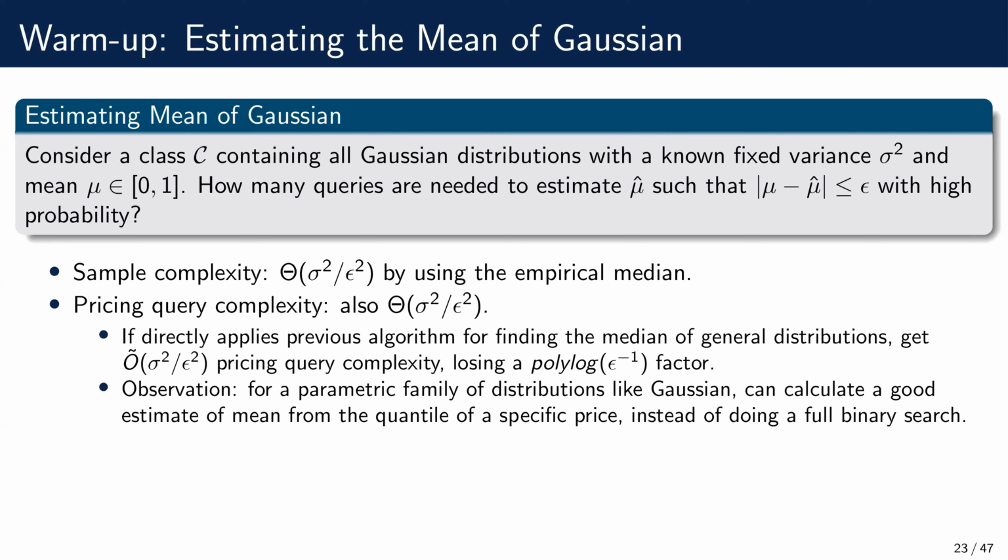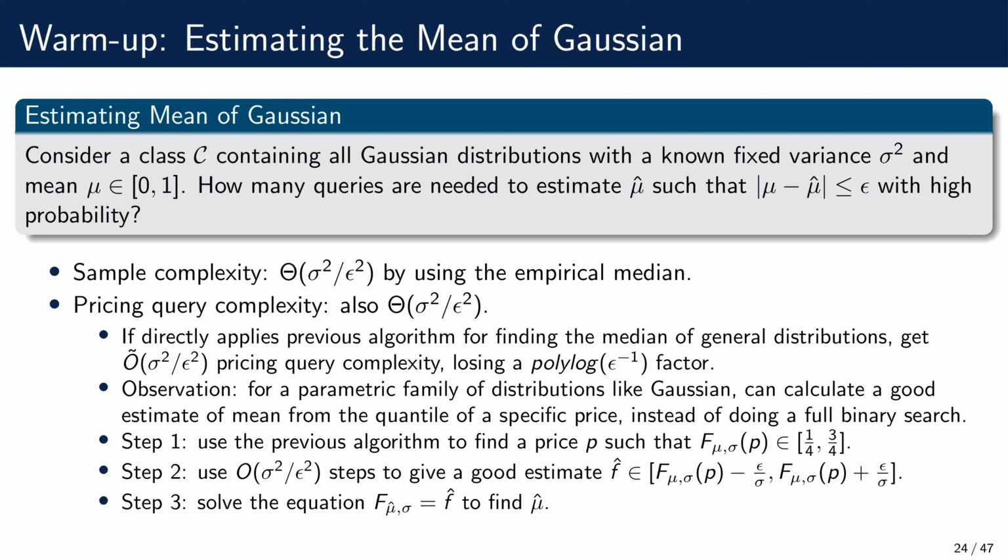So if we directly apply the binary search algorithm for finding the median of the general distributions, we are going to lose a polylog factor. And the observation is that if we want to optimize this, we can. Since the Gaussian distribution is actually a parametric family, with a single parameter or 2 parameters, but here we have fixed the sigma, we can directly calculate a good median from the quantile of a specific price instead of doing the full binary search.